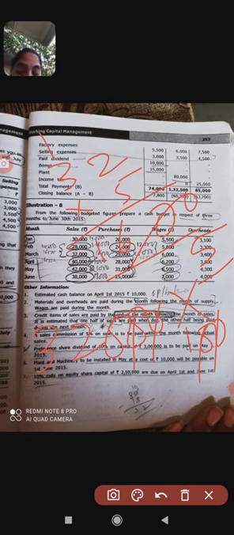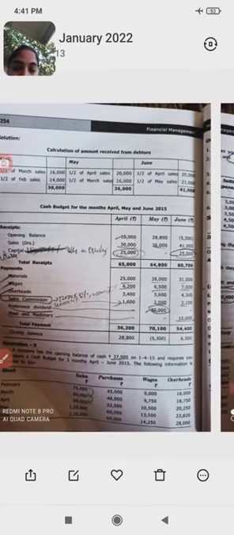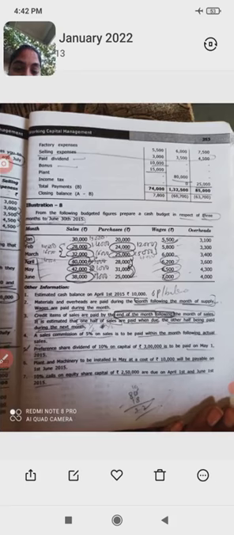Okay, 1600 is the sales commission, the payment in the month of April. And next it is 2000, and next it is 2100, if you calculate accordingly: 32,000 into 5%, 40,000 into 5%, and 42,000 into 5%.